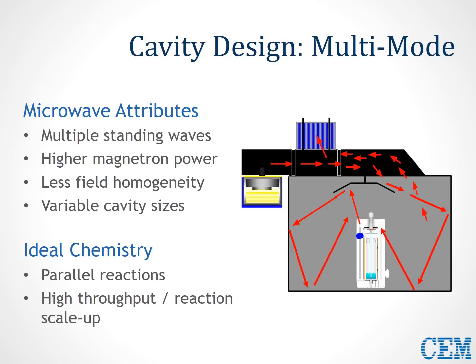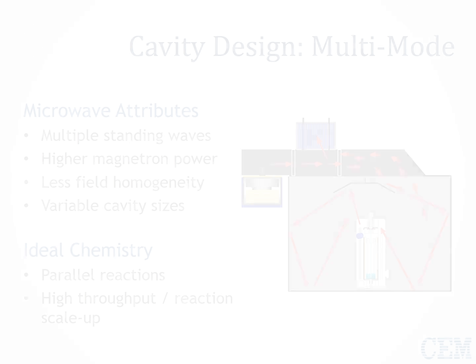Multi-mode microwaves are a lot like your standard home microwaves. These have variable cavity sizes and allow multiple standing waves inside of the actual cavity. These typically also have higher magnetron powers, but you also have less field homogeneity. And what this means is when you have multiple microwaves bouncing around inside of the cavity, you do have the potential for hot and cold spots. And the real way that you get around this is by stirring your sample and also rotating your sample inside of the cavity. Multi-mode microwaves are ideal for parallel reactions and also scale-up reactions.